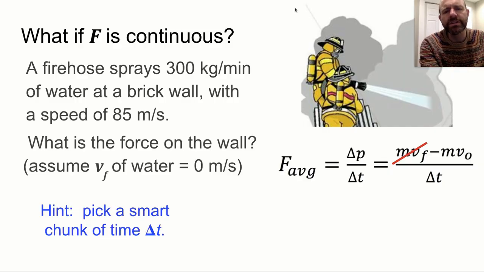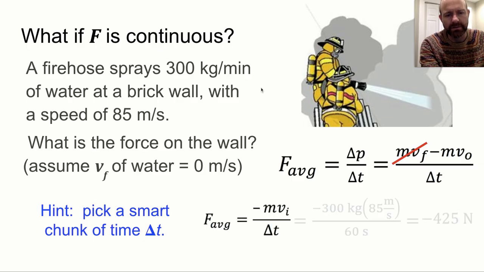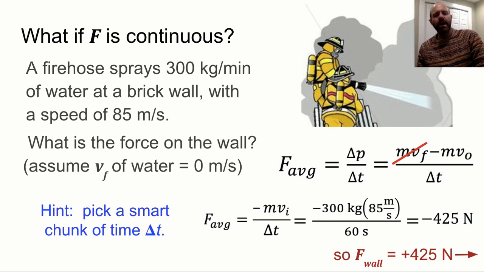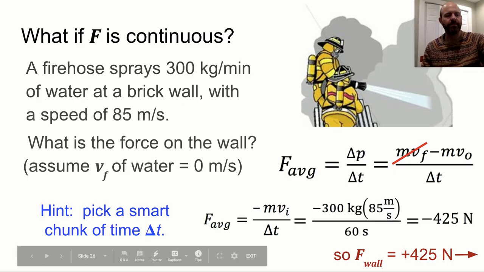And so what we really need to do is think about how much time. Well, if we have 300 kilograms per minute, we may as well pick 60 seconds and say that's 300 kilograms times 85 meters per second for the mass and velocity divided by 60 seconds over which this happens, because that's the same as 300 kilograms per minute multiplied by 85 meters per second. So it gives us the same thing. We get about 425 newtons. So that's the force that the water experiences to stop. And if we want the force on the wall, that would be the opposite, positive 425 newtons. Newton's third law again.